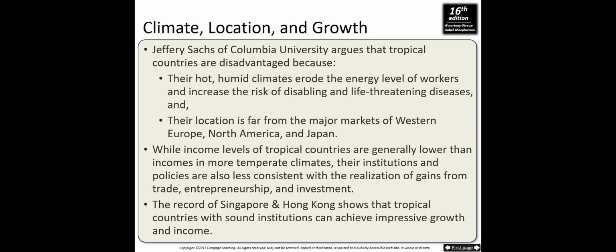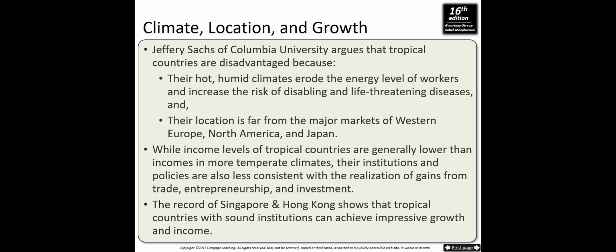And the next one is climate, location, and growth. Jeffrey Sachs of Columbia University argues that tropical countries are disadvantaged because their hot, humid climates erode the energy level of workers and increase the risk of disabling and life-threatening disease, and their location is far from the major markets of Western Europe, North America, and Japan.